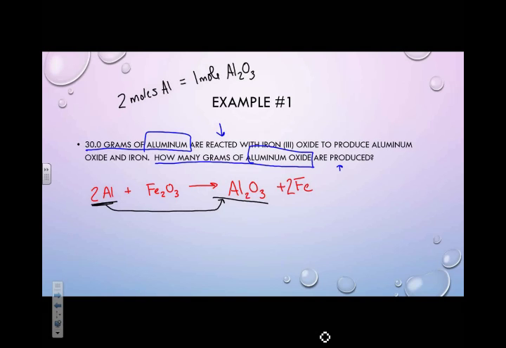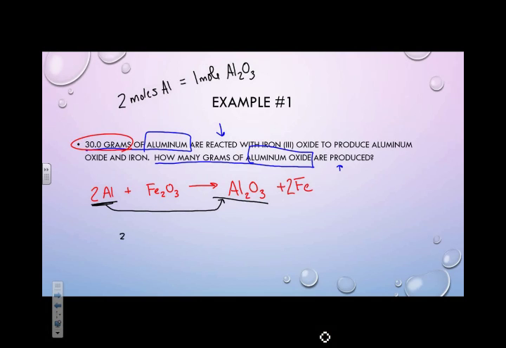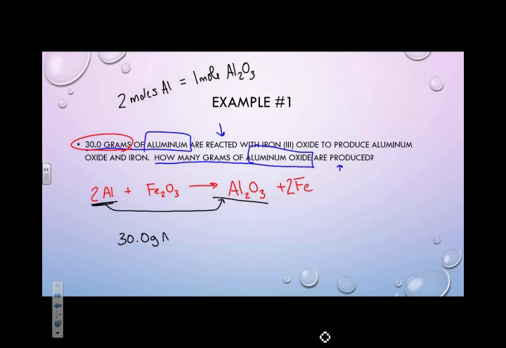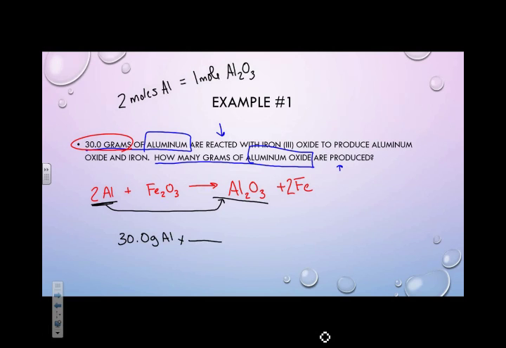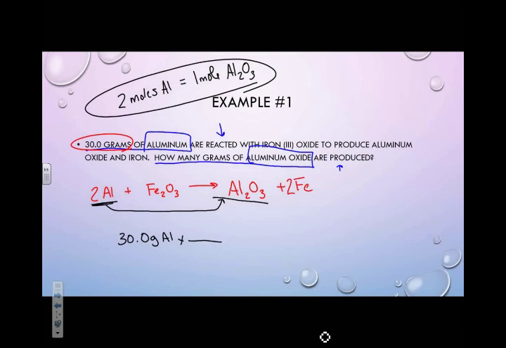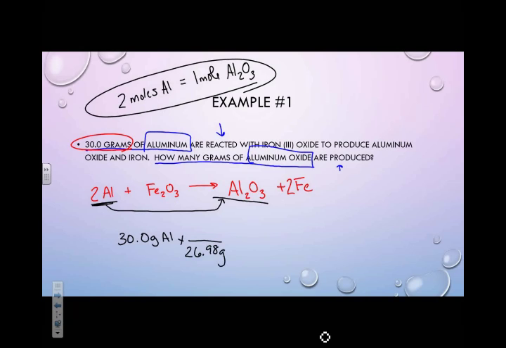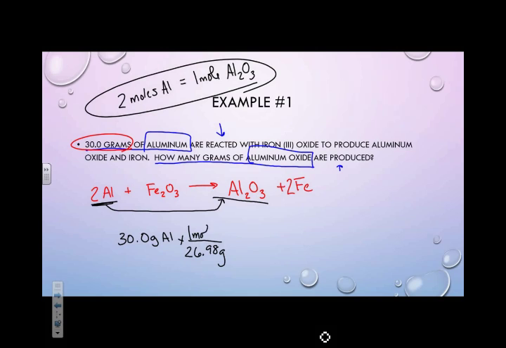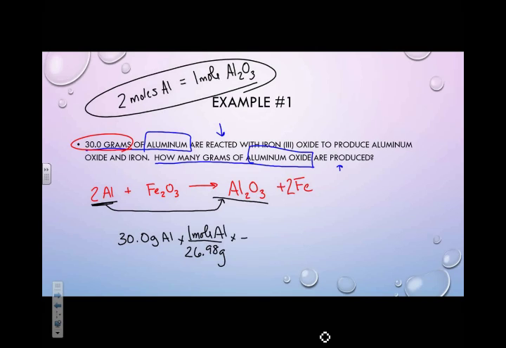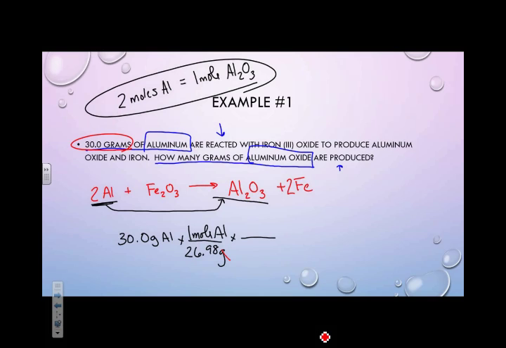The question starts by giving me 30 grams of aluminum. So I'm going to start there, 30.0 grams of aluminum. And anytime we have grams, we know to use the molar mass to change to moles. Plus, I know that I've got this conversion up here, which is in moles, so it makes sense to change to moles. So I use the periodic table to figure out the molar mass of aluminum. It's 26.98 grams per 1 mole of aluminum. That allows me to cancel the grams of aluminum, and now I'm in moles.